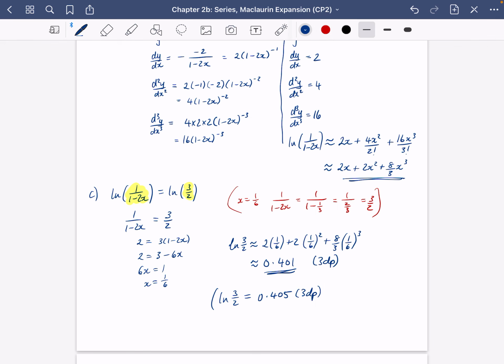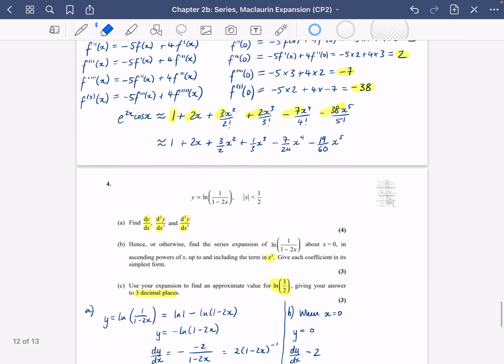And the good thing about this is it's really close, which is good. If we wanted to make it even closer, we could have used more of the expansion. And that's about it, really. If they ever want you to increase the accuracy, then you can just use more of the expansion. So there's a couple of good questions there. There's some nice ones in the mixed exercise and the review exercise too. But hopefully you found these exam questions useful.